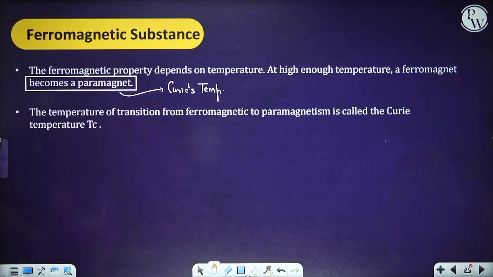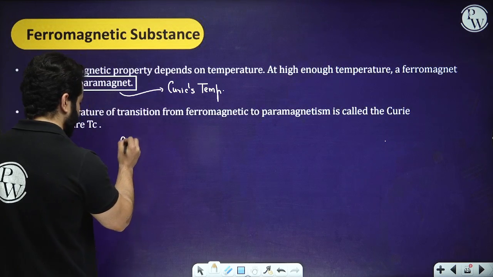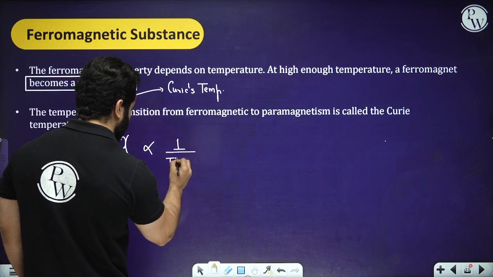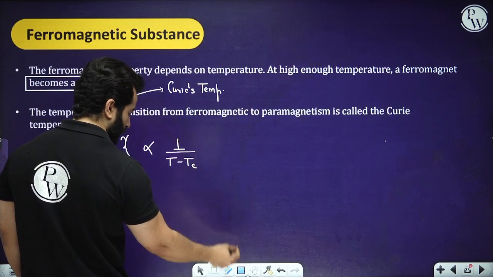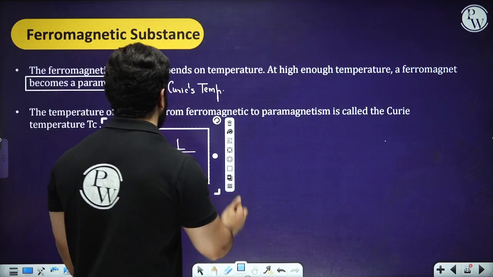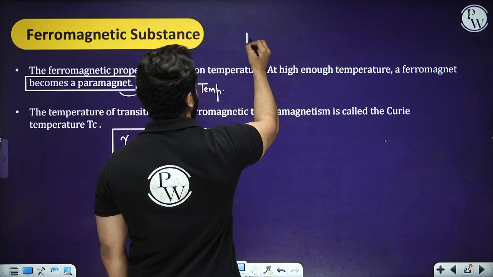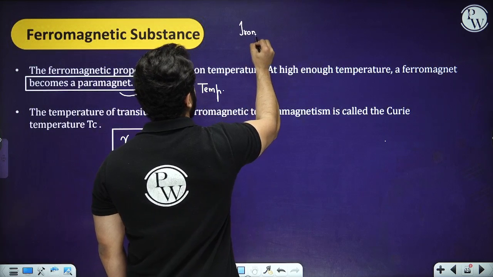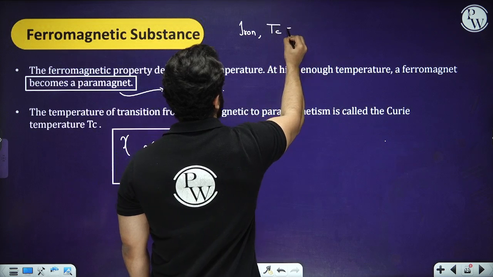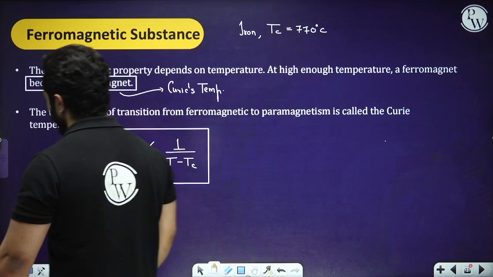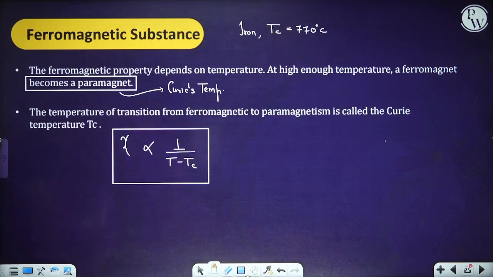So you can also write this law: magnetic susceptibility is inversely proportional to 1 upon T minus Tc. Here Tc is the Curie's temperature. For iron, I told you it is around 770. For iron, Tc is 770 degrees Celsius. Hopefully everything is clear with this point also. This is known as Curie-Weiss law.